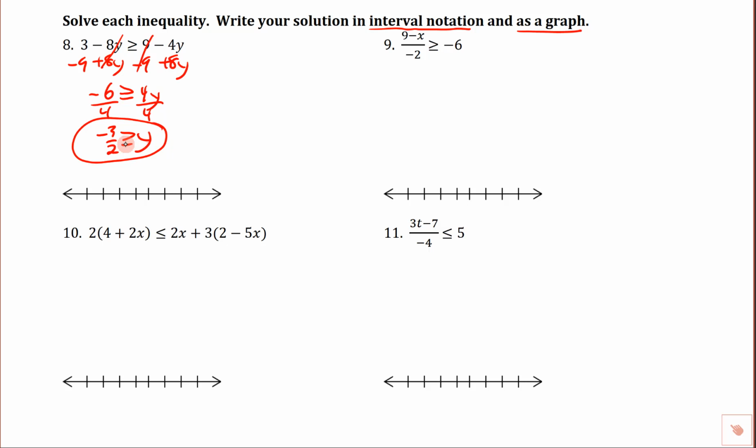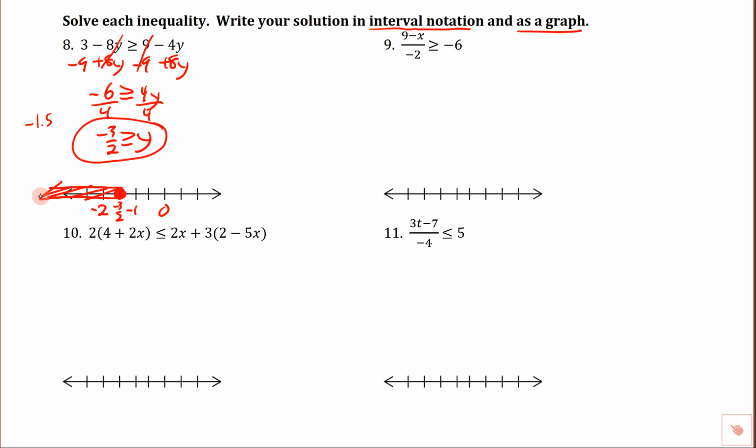So here's what we're going to do. Negative 3/2, that's about negative 1.5. So I'm going to put down that negative 2 is here and negative 1 is here. That would make 0 right here. That means what we're going to circle is this right here. So there's our negative 3/2. We're going to fill that in because it says it can actually equal that. And then the answers are actually less than that number. So we're going to shade to the left side. So it's going to look something like this.